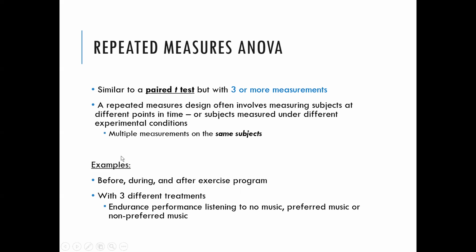So another example might be, we are interested in measuring individuals before, during, and after an exercise program. And then we have 3 different treatments. So we might be looking at endurance performance, listening to no music, preferred music, or non-preferred music. So we have these 3 different treatment groups, and we're measuring them across time. So before, during, and after an exercise program.